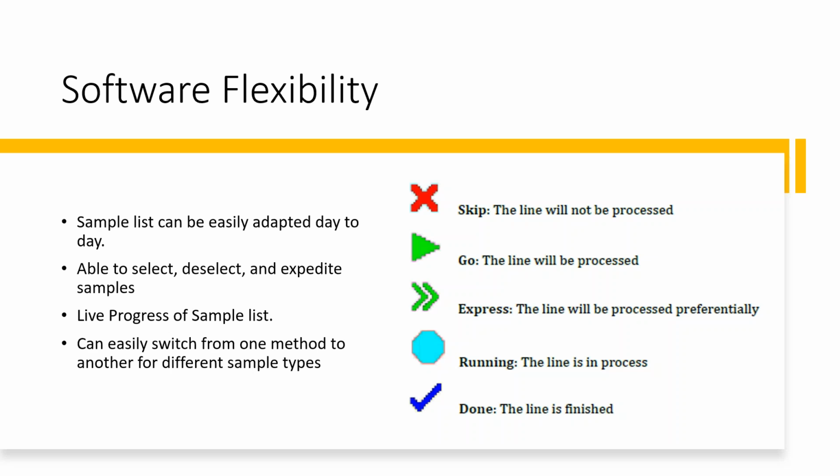As it prepares those samples, you do get live progress. The line that's actually operating or being worked on will turn blue. And then once things are done, you get that little check mark that you see on the bottom right that indicates that it's been prepared.